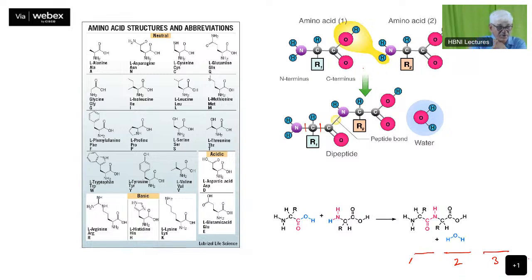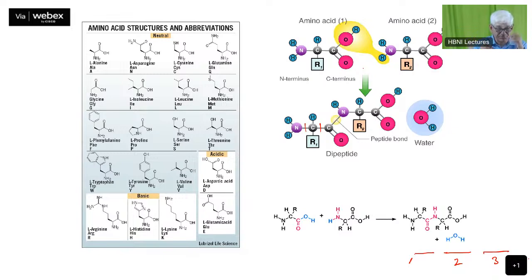So the neutral amino acids are L-alanine, all L's only. I will say it only: alanine, asparagine, cysteine, glutamine, glycine, isoleucine, leucine, methionine, phenylalanine, proline, serine, threonine, tryptophan, tyrosine, valine. These are the neutral amino acids. They don't have a charge, in the sense that the side chain doesn't have a charge.